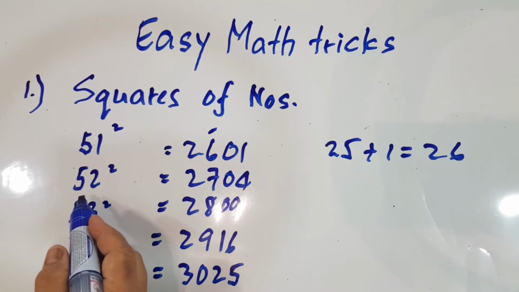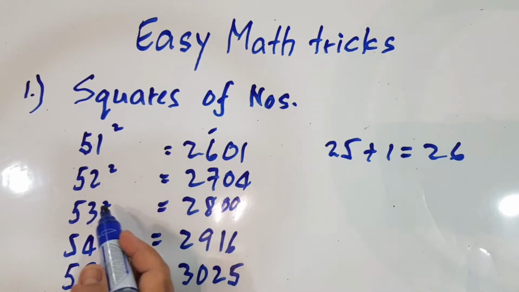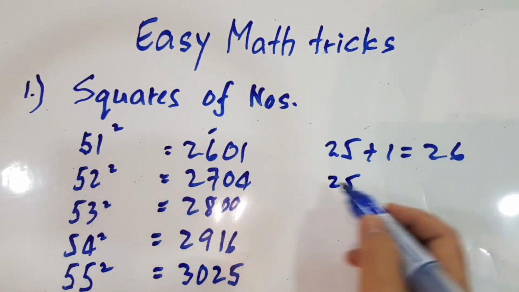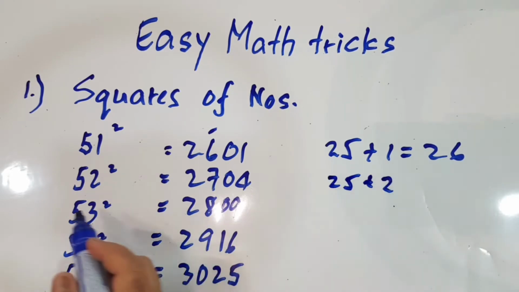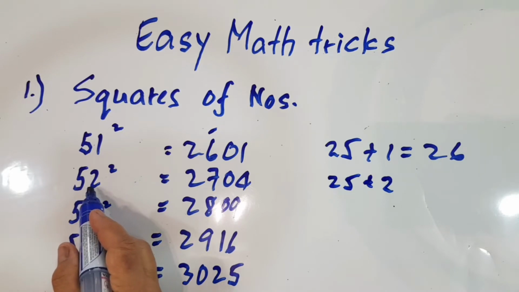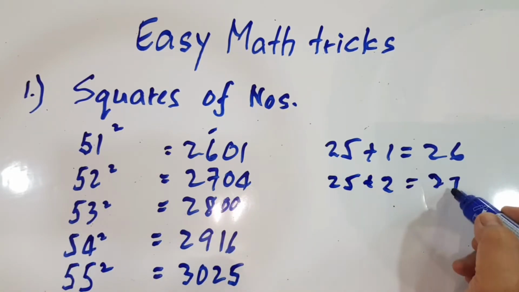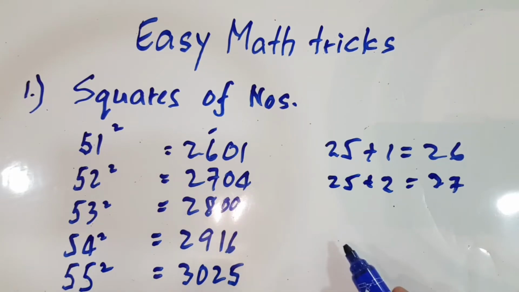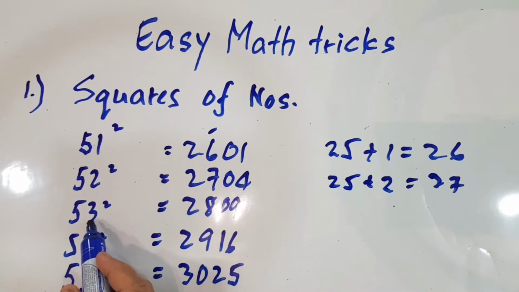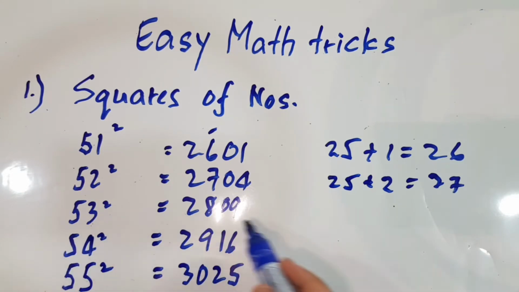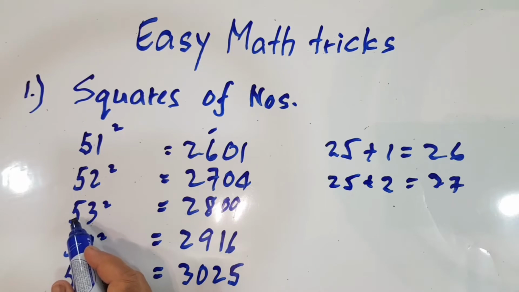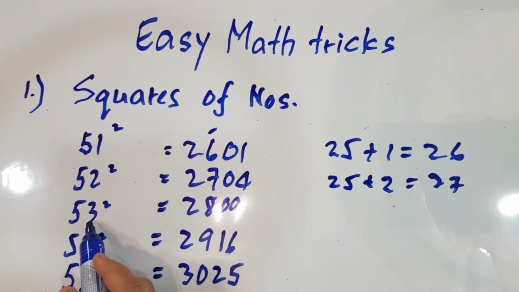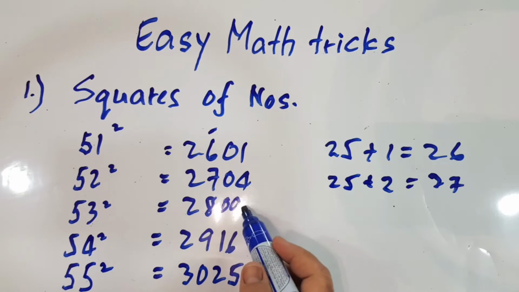Now, the second one, 52 squared. 5 times 5 is equal to 25, plus 2 is equal to 27. So I write here 27, and 2 squared, or 2 times 2, is equal to 4, so 04. Now, the third one, 53 squared, same procedure. 5 times 5 is equal to 25, and then plus 3 is equal to 28. Now 3 squared, or 3 times 3, is equal to 9, so we have 09.